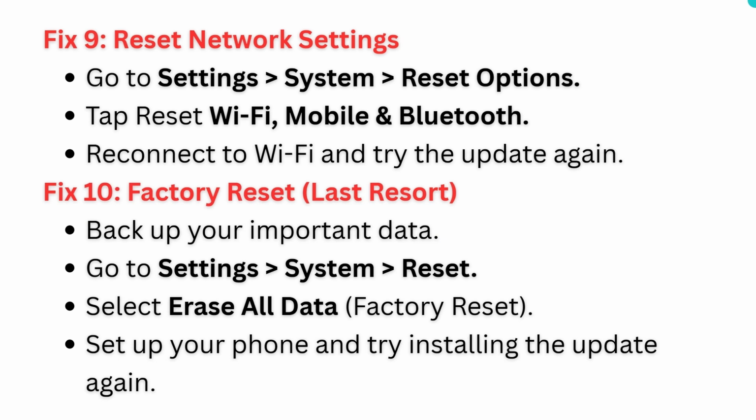Fix 10. Factory Reset, which is the last resort. Back up your important data. Go to Settings, select System, and then go to Reset. Select Erase All Data and Factory Reset. Set up your phone and try installing the update again.